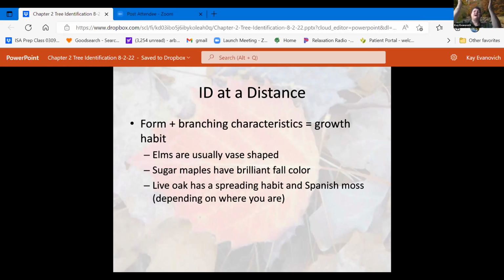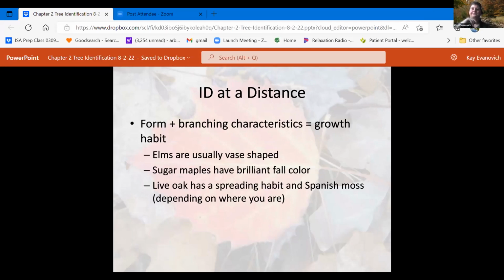Elms are usually kind of vase shaped, you know, and then sugar maples have a brilliant fall color, very, very distinct. Live oak, oh my gosh, that beautiful spreading, drooping branches that just kind of spread everywhere. And it may have Spanish moss on it, depending on where you are. If you're up here in the Piedmont region of Georgia, you're not going to see that Spanish moss. And yes, we have live oaks up here. But on the coasts, you're going to probably see Spanish moss draped all over those beautiful live oaks. So remember, live oaks will have Spanish moss, depending on where they are.